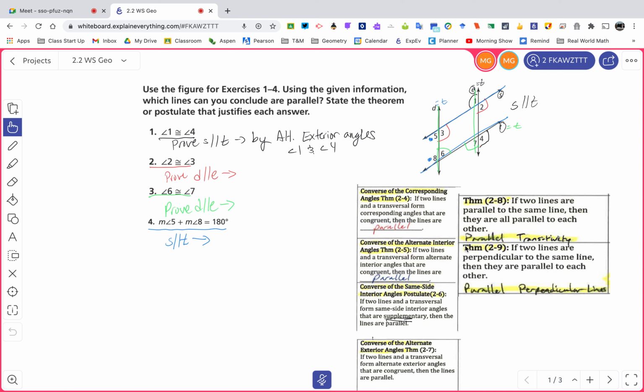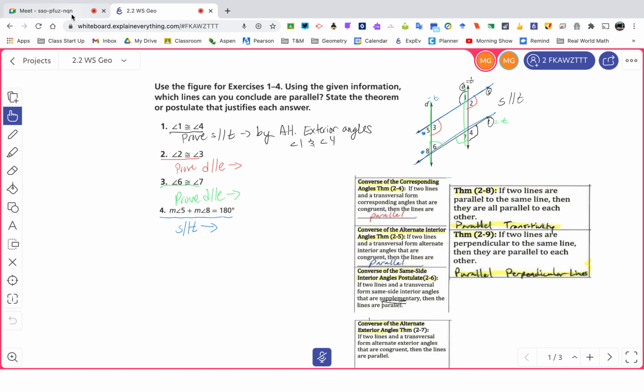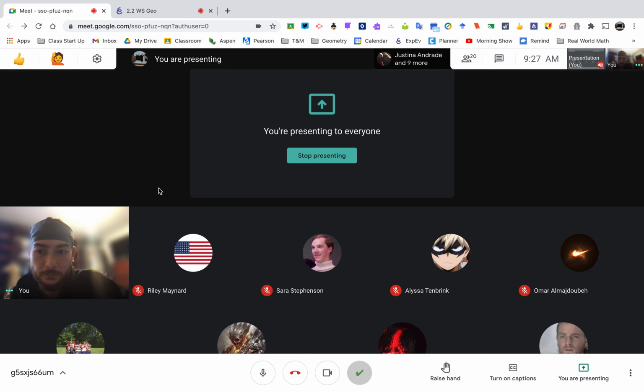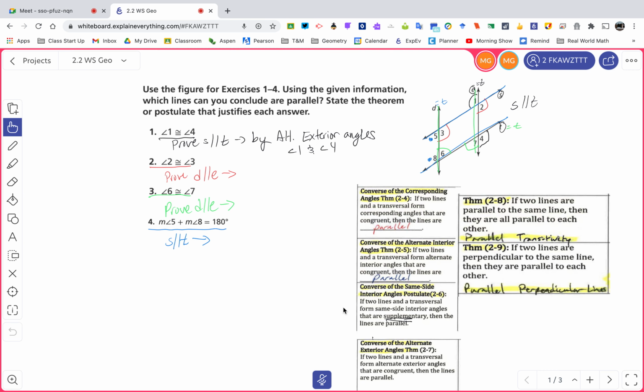I'll leave it at that and let you finish those, but hopefully number 1 helps you set it up. You have the theorems and postulates on your right side. You're not going to use the parallel transitivity and parallel perpendicular lines for these ones, but I thought I'd give you those theorems anyway because they're from our notes. Any questions on number 1 through 4? Just tell me which theorem or postulate proves these parts.